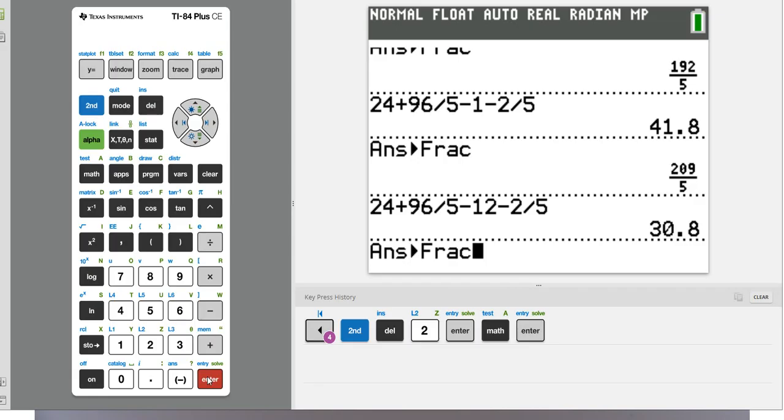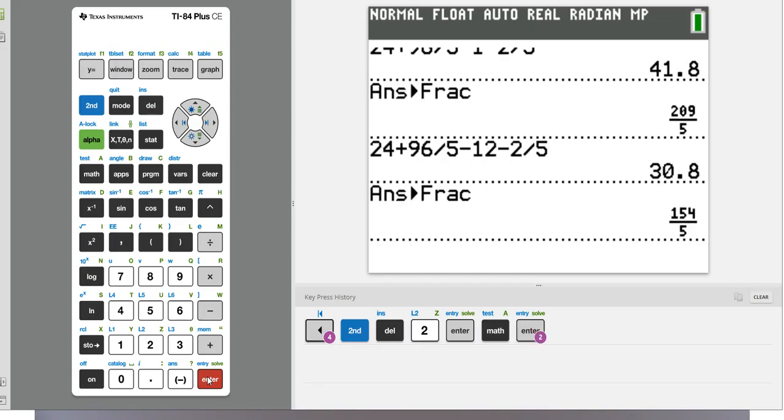Should be 24.4. 24? Or 122 over 5. Let's see, where am I missing something? 4 times 2 plus 2/5. Yeah, but I distributed the negative. Minus 2/5.